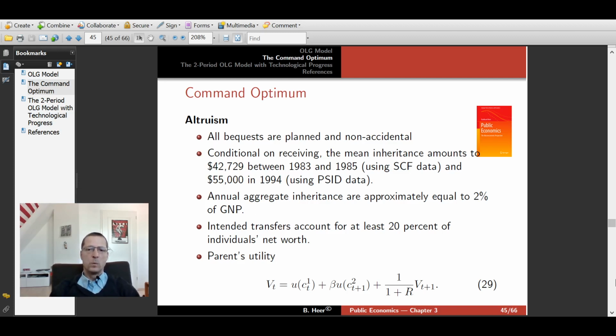Now, in case our individuals, our agents, our households are altruistic, we may express their lifetime utility with the help of the utility function V_T, lifetime utility V_T. So they still receive utility from consuming C1T and C2T+1, and they still discount future utility by the factor beta. But now also the lifetime utility of their children, V_T+1, enters their happiness, their utility V_T, and let's assume that they discount the lifetime utility of their offspring by the discount rate R.